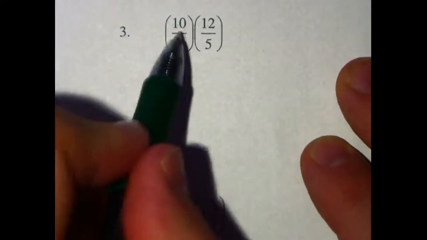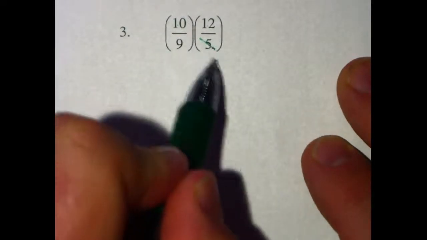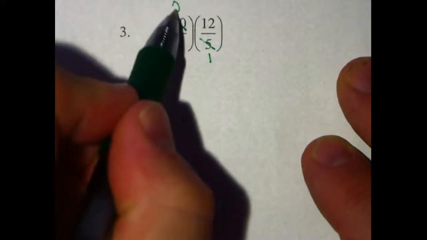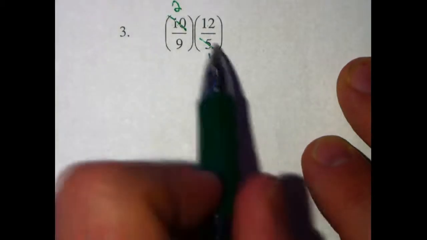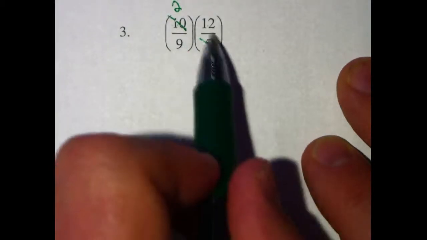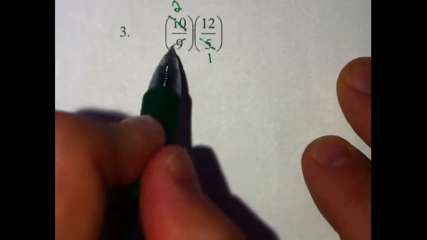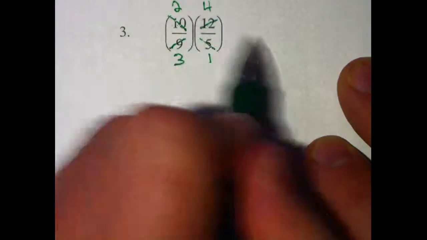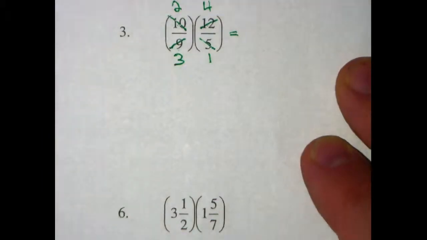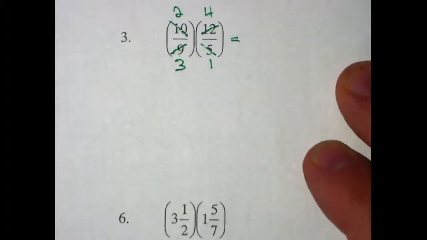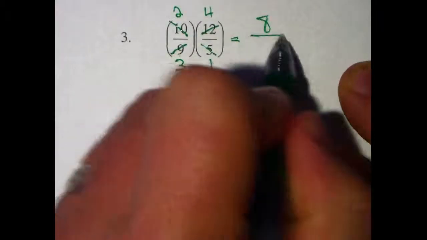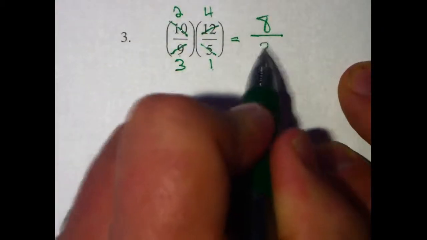Okay, so let's do the 5 and 10. 5 goes into 5 one time. 5 goes into 10 2 times. And then the other diagonal, 9 and 12, 3 goes into 9 3 times. 3 goes into 12 4 times. And from there it's top times top, bottom times bottom. So 2 times 4 is your 8, and 3 times 1 is 3.